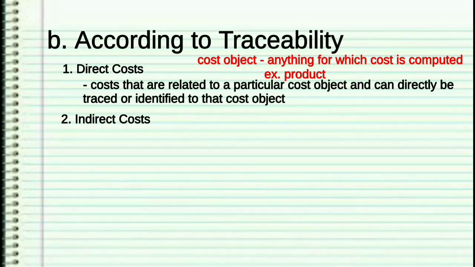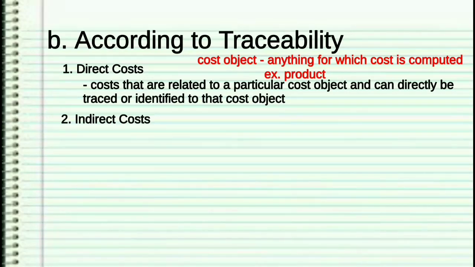In this video, para ma-explain ko ng mabuti kung ano bang ibig sabihin ng direct cost at indirect cost, ang gagamitin nating cost object ay product. So, balik tayo dun sa meaning ng direct cost. Direct cost are costs that are related to a particular cost object and can directly be traced or identified to that cost object. Ang cost object natin dito ay product. So, kung yung cost ay directly na matitrace mo or directly na ma-identify mo dun sa mismong product, yan ang tinatawag na direct cost.